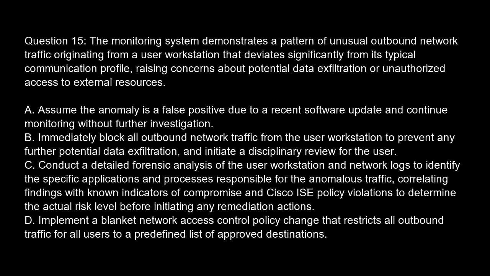Option C. Conduct a detailed forensic analysis of the user workstation and network logs to identify the specific applications and processes responsible for the anomalous traffic, correlating findings with known indicators of compromise and Cisco ISE policy violations to determine the actual risk level before initiating any remediation actions. Option D. Implement a blanket network access control policy change that restricts all outbound traffic for all users to a predefined list of approved destinations.